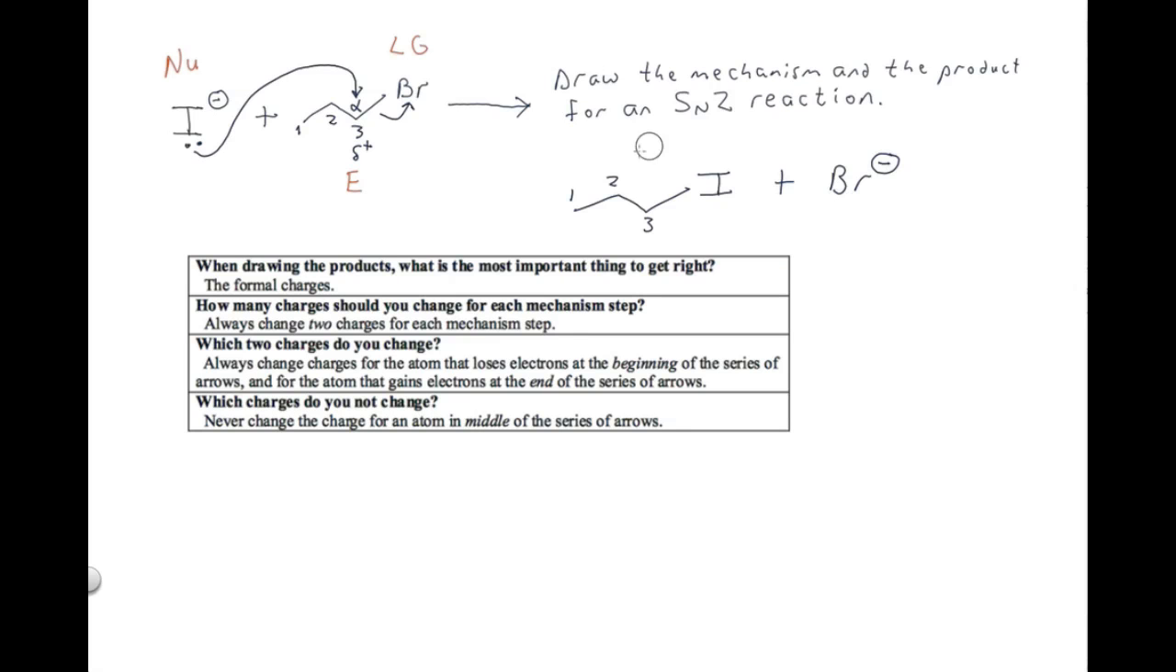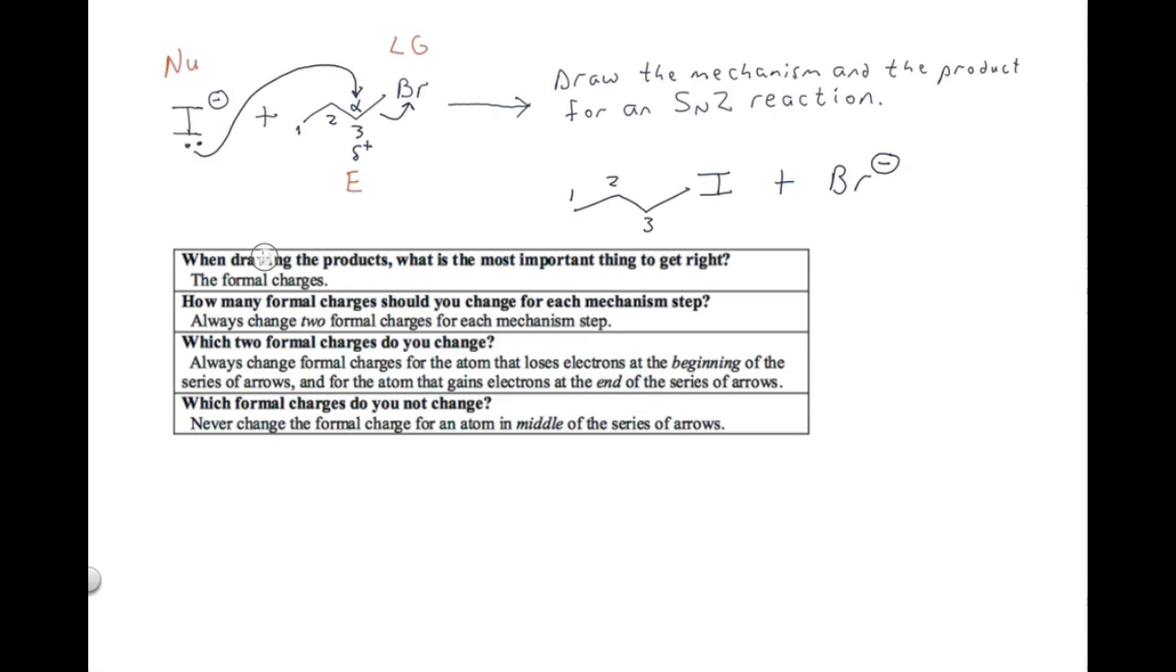Remember that the most important part of the products to get right is the formal charges. How many charges should you change? You always change 2 charges for the mechanism step. And how do you know which 2 charges to change? You change the charge for the atom at the beginning of the series of arrows, the iodine here, and the atom at the end of the series of arrows, the bromine here. We do not change any formal charges for the atoms in the middle of the arrows, like carbon-3.